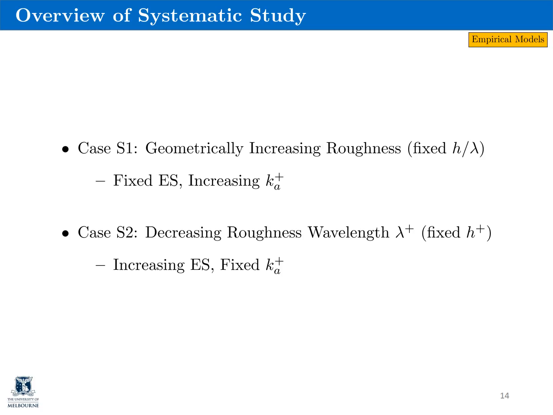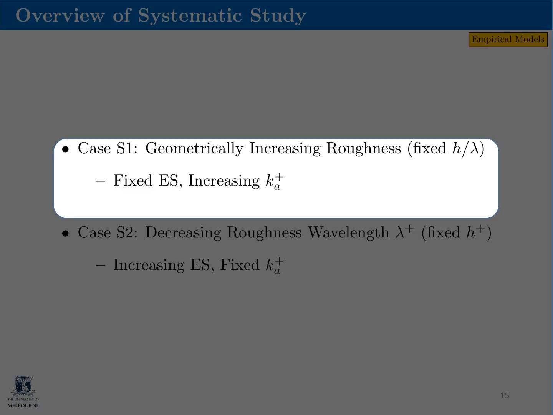To investigate the effects of Ka and Es in a systematic manner, 2 ranges of simulations were conducted. The first range of simulations is where we geometrically increase the size of the roughness elements while maintaining a fixed h over lambda ratio. Here, we want to investigate the effects of increasing Ka+ while maintaining a fixed Es. The results for these simulations were presented in part 1 of the video.